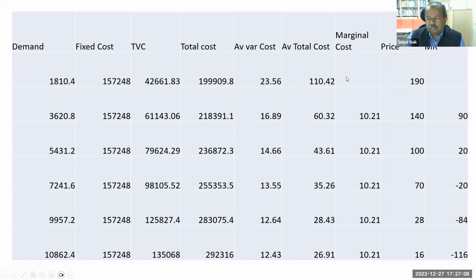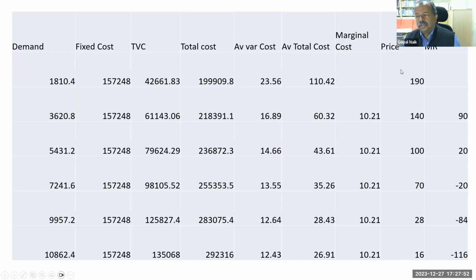Again, one can also come up with a marginal cost, which is basically saying, what is the additional cost of producing one more unit of water, or supplying one more unit of water. So that is basically the difference between the total cost at two levels and the difference in the supply. So if you divide this difference with this difference, you will get this one. So the marginal cost, you can see in this case the marginal cost is constant at 10.21.